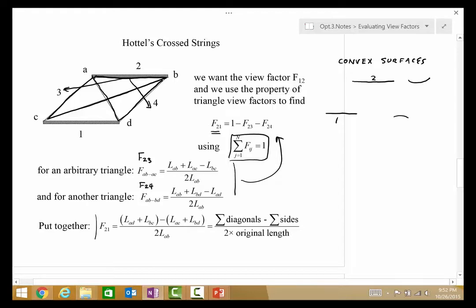And just using the geometry of these systems, F21, as you can see, can be expressed in terms of the sum of the length of the diagonals, which are BC and AD, minus the sum of the sides, which are AC and BD, divided by 2 times the length of the original surface AB. This is a very simple and powerful way to get view factors in two-dimensional systems.